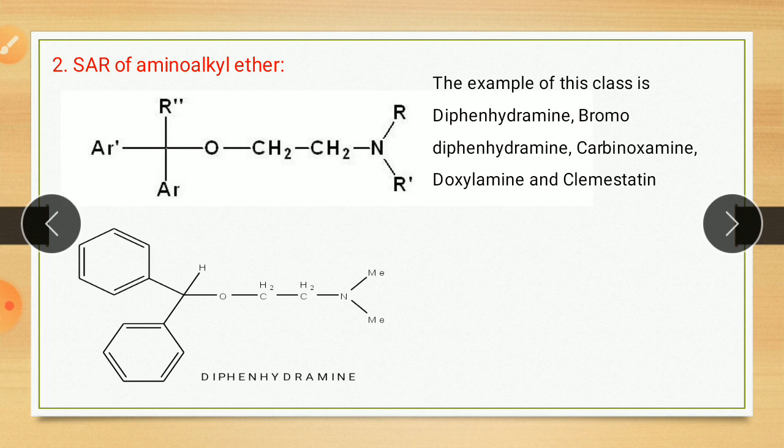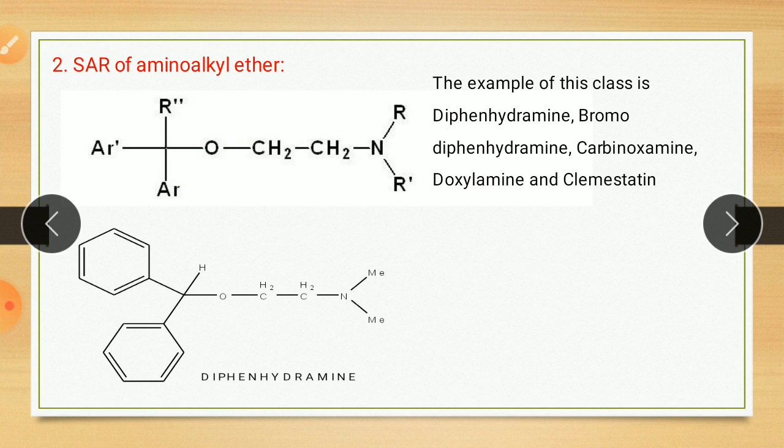Now the second class of antihistamines, the SAR of amino alkyl ether. Here is the general structure of amino alkyl ether. As the name indicates, amino means an amino group, alkyl ether, so here X equals oxygen. It is called amino alkyl ether because an ether linkage is there. Examples of this class are diphenhydramine, bromodiphenhydramine, carbinoxamine, doxylamine, clemastine.